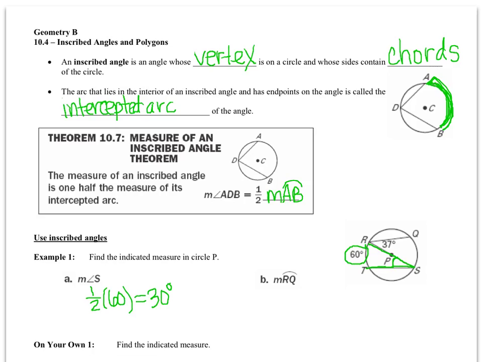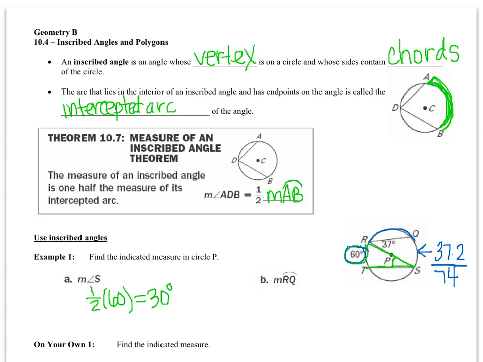The next part says the measure of arc RQ. Well, arc RQ is right here, and since this angle is 60 degrees right here, let's figure out the rest of them. This one right here is going to be 37 degrees times 2. So that one is 74.